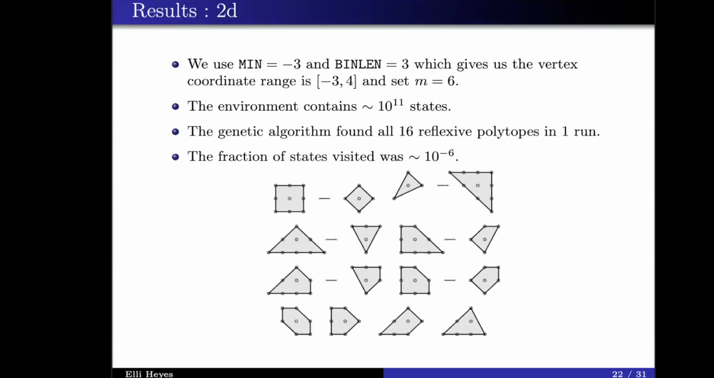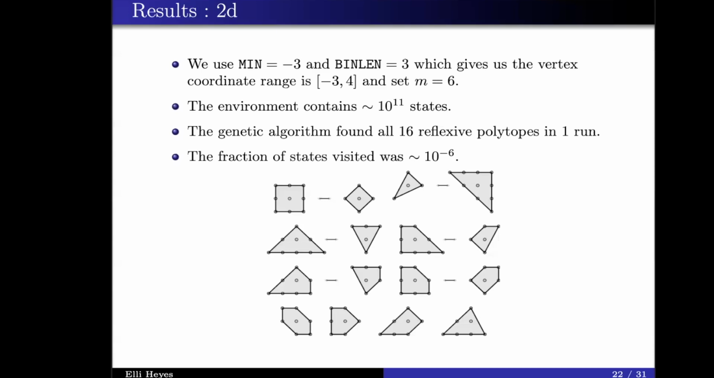Now we're on to the really good bits, the results. As I said, we have a complete classification in 2, 3, and 4 dimensions. It made sense to start in the easiest case and work our way up. In 2 dimensions, there are just 16 reflexive polytopes. By setting the vertex coordinate range to be -3 to 4 and the maximum number of vertices to be 6, we define an environment that captures all of the 16. This environment contains around 10 to the 11 states, so already in 2 dimensions we have a large environment.